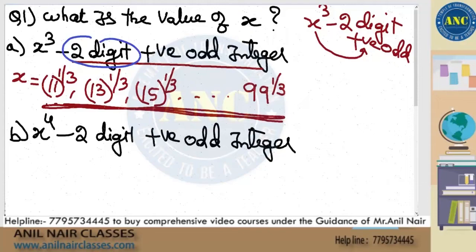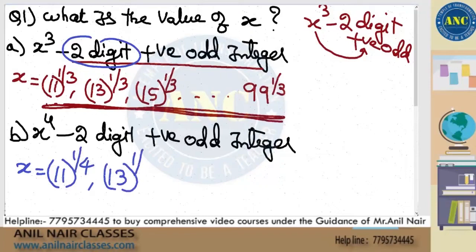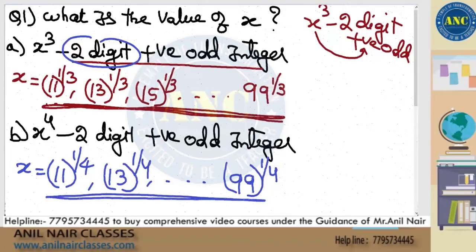So I will go to statement 2. If statement 1 alone is giving you more than one answer or no answer, go to statement 2. X power 4 is a 2-digit positive odd integer. So x will become 11 power 1 by 4, 13 power 1 by 4, and so on up to 99 power 1 by 4. Because power 4 is there, power 4 and 1 by 4 will get cancelled. Again it is giving more than one answer.